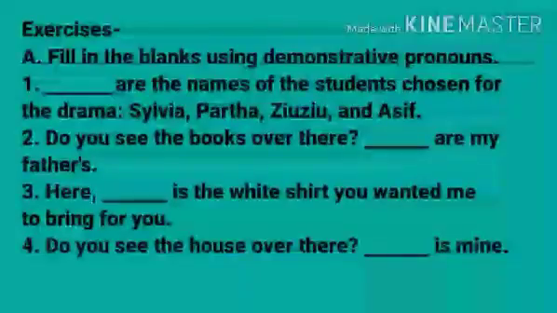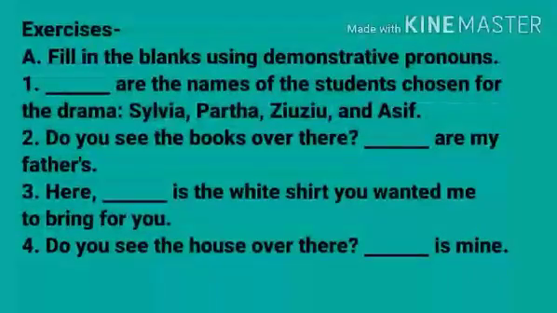Now, let us do some exercises. Number A, fill in the blanks using demonstrative pronouns. Number 1, blank are the names of the students chosen for the drama. Sylvia, Parth, Jujui, and Asif. Number 2, do you see the books over there? Blank are my father's. Number 3, here, blank is the white shirt you wanted me to bring for you.